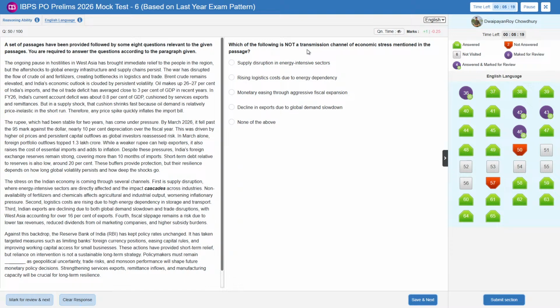Which of the following is not a transmission channel? Several channels. First, supply disruption, non-availability of fertilizer. Second, logistic costs rising, monetary easing, to aggressive decline in exports due to global shutdown. Third, Indian export decline due to both global shutdown and this. Fourth, fiscal slippage, monetary easing to aggressive fiscal expansion.